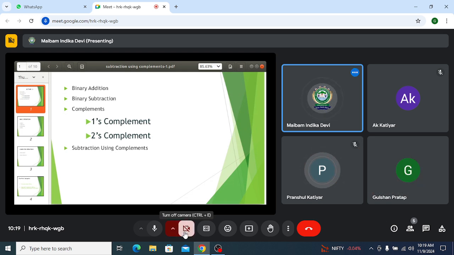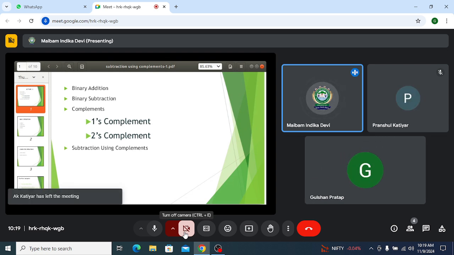So for decimal numbers, we have tens complement and nines complement. For binary numbers, we have ones complement and two's complement. Okay, so today we'll be doing subtraction using those complements.